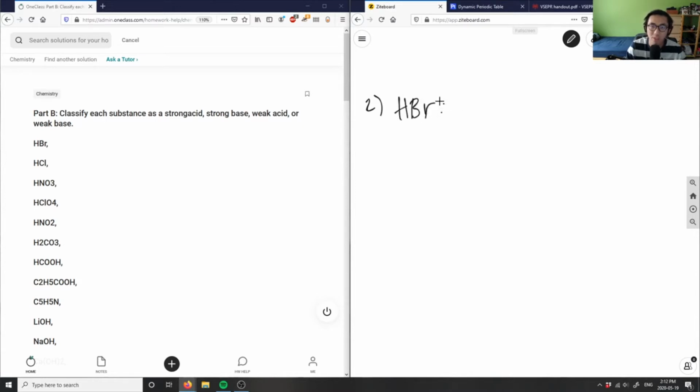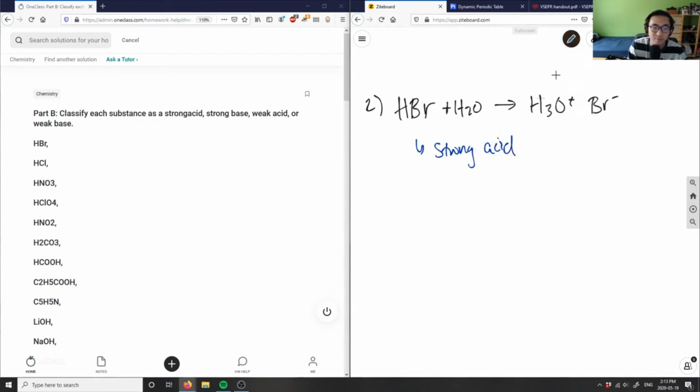So HBr, I have hydrobromic acid. This is a strong acid because it dissociates fully if I add H2O. It's not in equilibrium. I'm going to get Br minus and H3O plus, my hydronium ion and Br minus. Therefore, this is a strong acid.